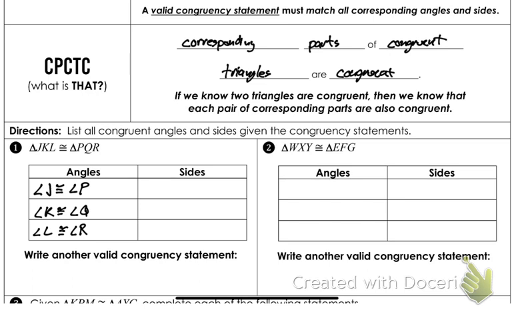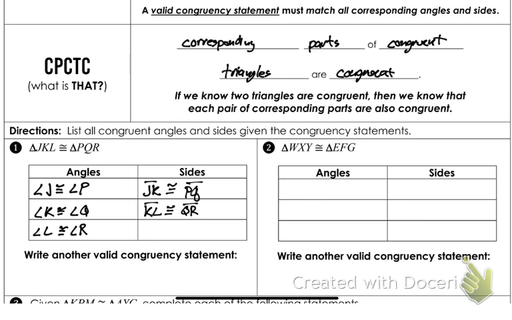Then when we're listing our sides, we're going to list them in order. So my first two letters are JK. So the first side I'm going to talk about is side JK, because that's a triangle, right? Every triangle has three segments. So my first segment is JK. That matches up with PQ. CPCTC. Yeah, you got it. All right. Then we'll do our next two, which would be KL. What segment would KL be congruent to? QR.